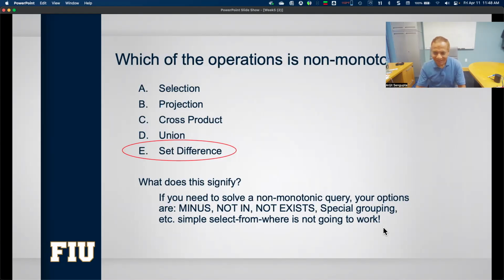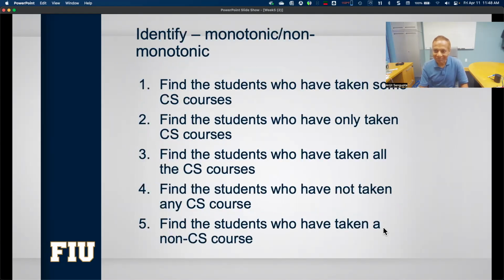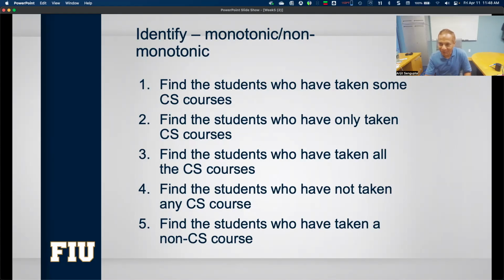Let's do a quick check to see, as we're going, what do you think about these queries? Find the students who have taken some CS course. Is that monotonic or non-monotonic? Think about it. We're going to talk about the answers in a minute. Find the students who have only taken CS courses. What about this one? What about the third one?